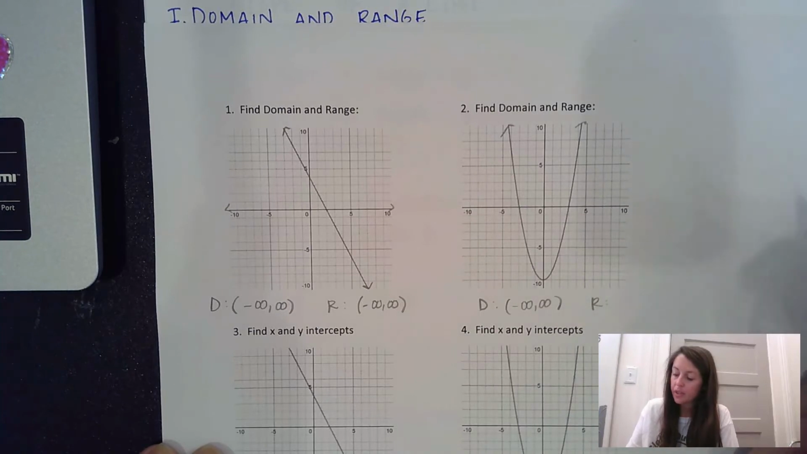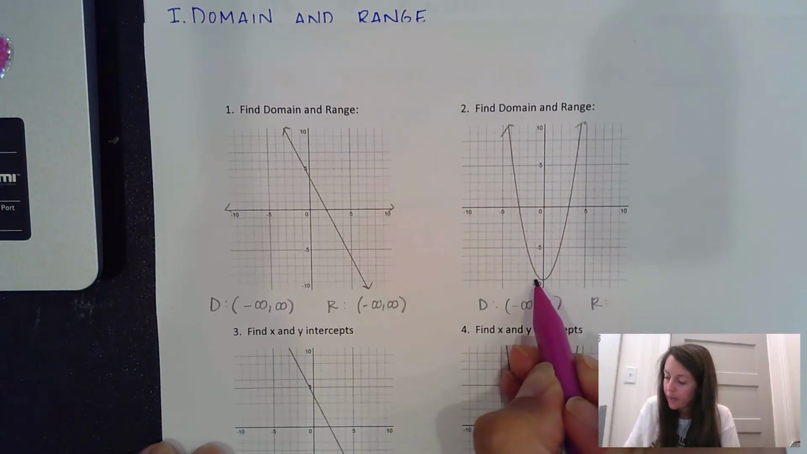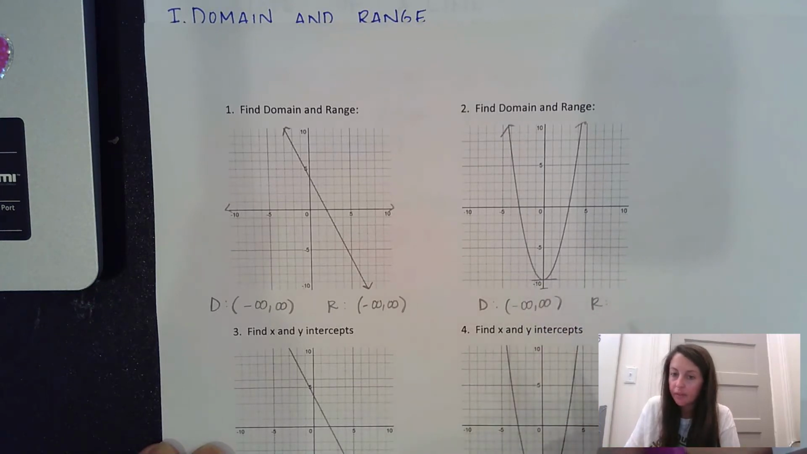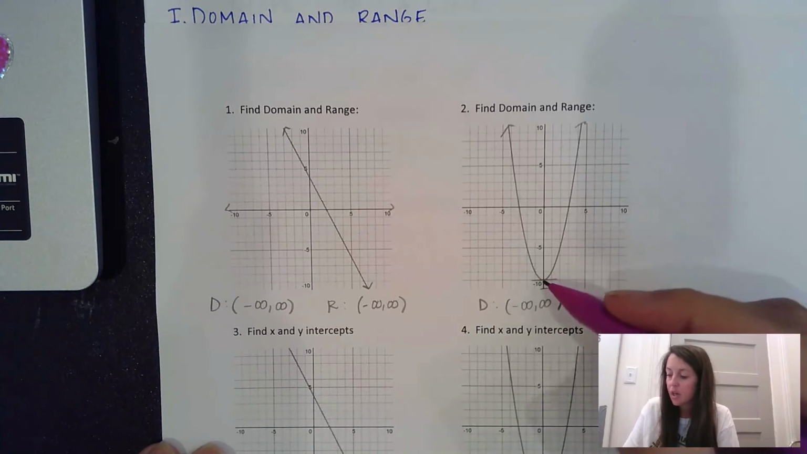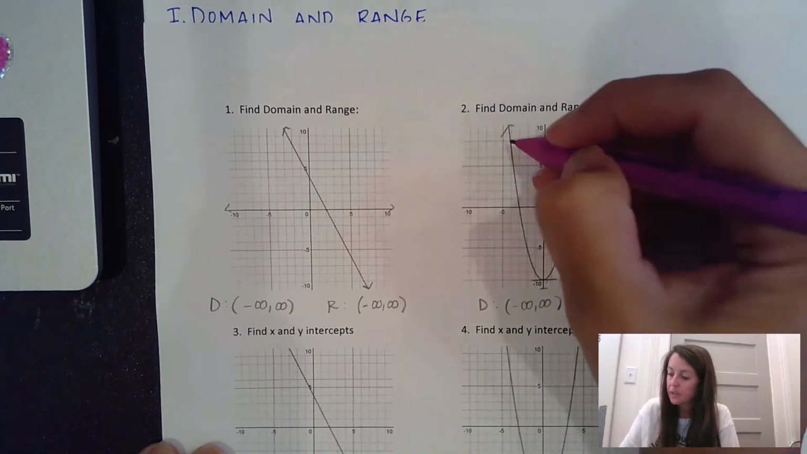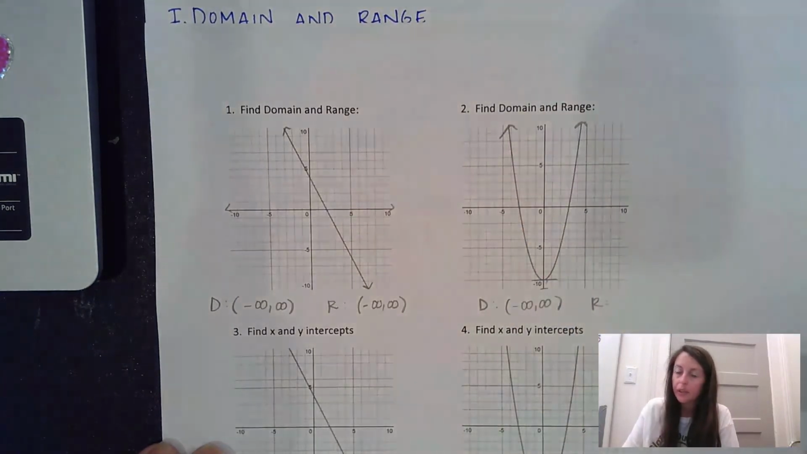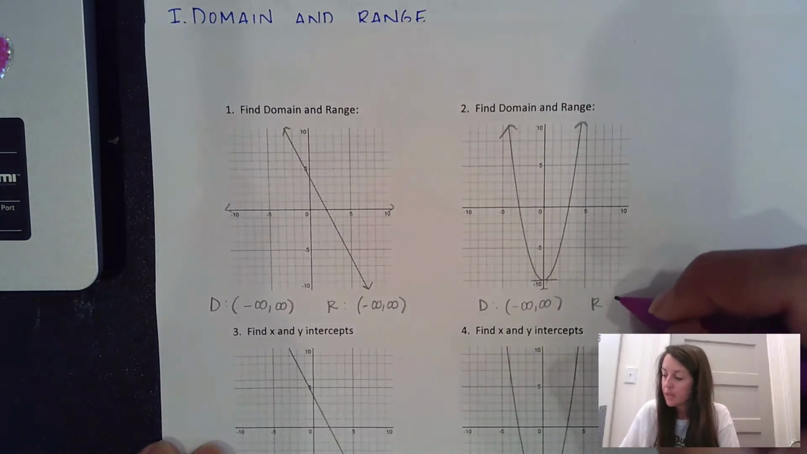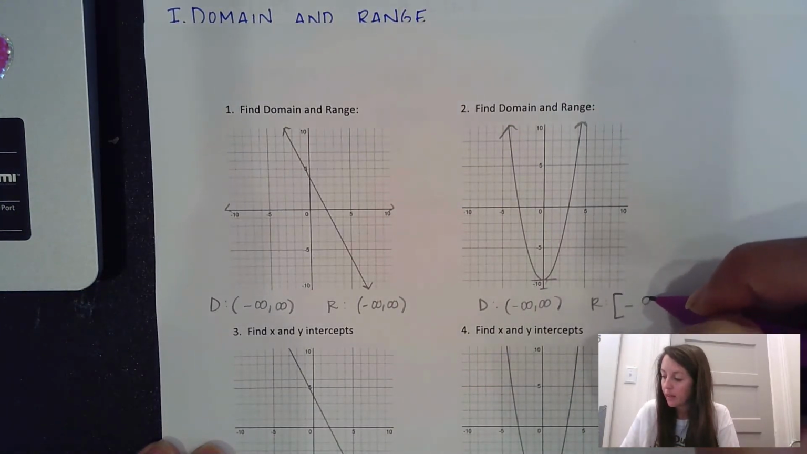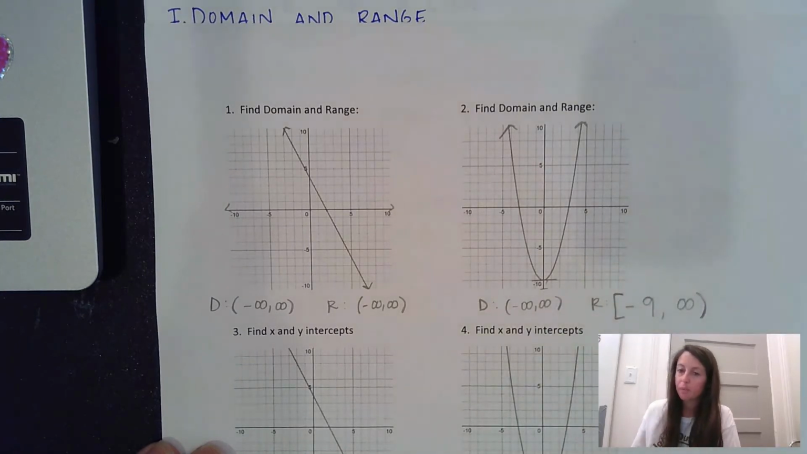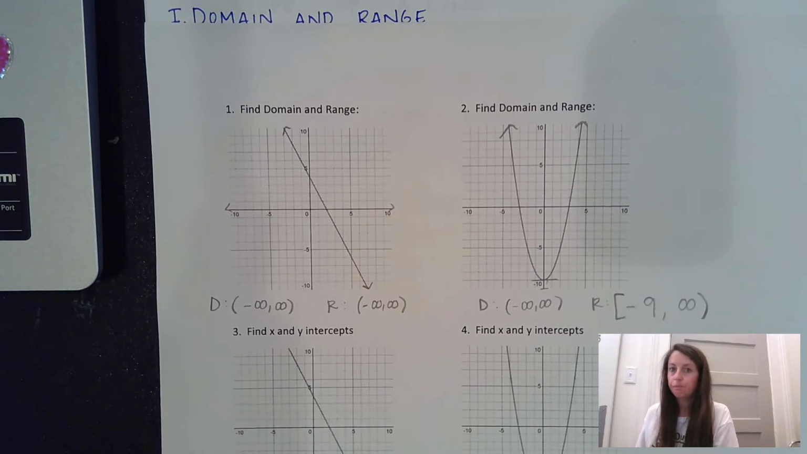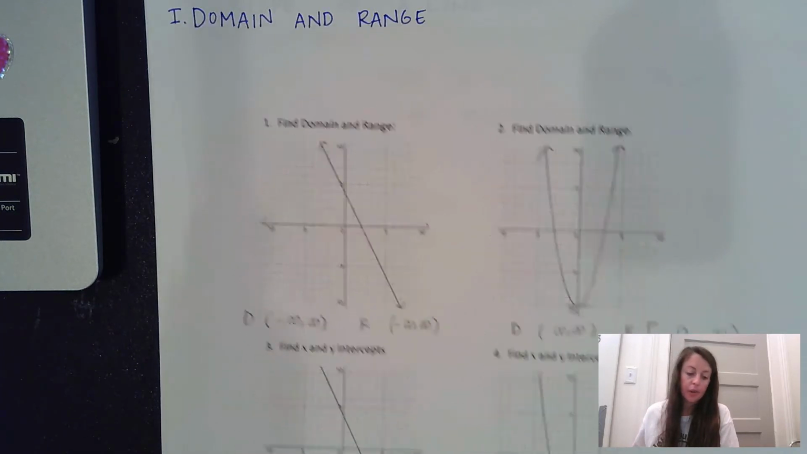And the range here, it has a stopping point down here. If you see the stopping point right there, this is negative 10, so this is going to be a negative 9. It's going to stop down here, but it's going to continue to go in the positive direction. So it has a stopping point at negative 9, and then it's going to go to positive infinity. All right, so that's domain and range.